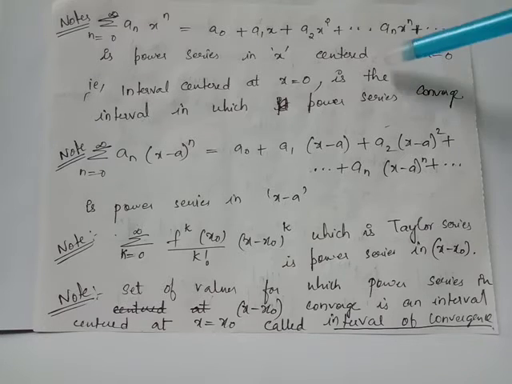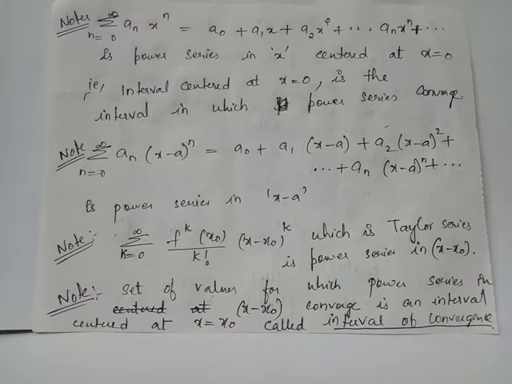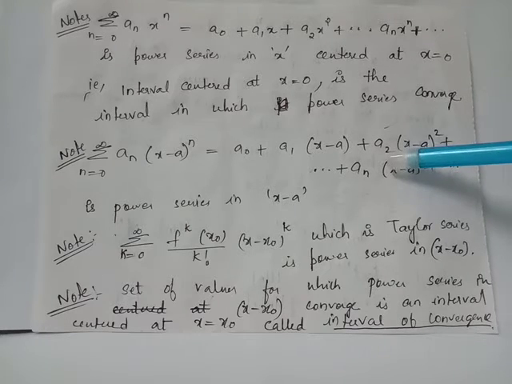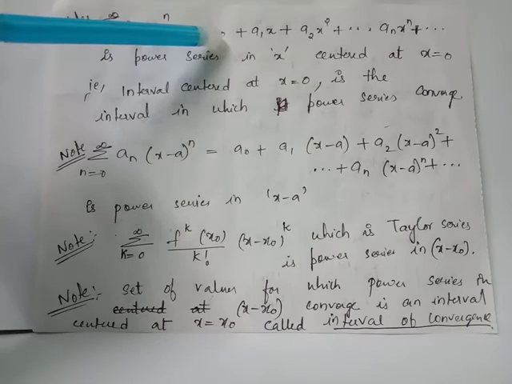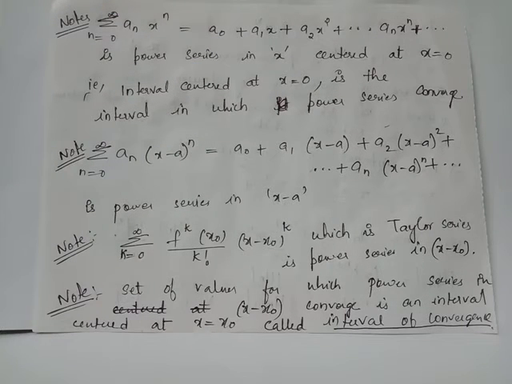This power series is known as power series in x because each term involves power of x. This power series is known as power series in x minus a because each term involves power of x minus a. The first term involves x minus a the whole raised to 0. Similarly, here the power of x will be 0. The first term a0 can be considered as a0 times x raised to 0.